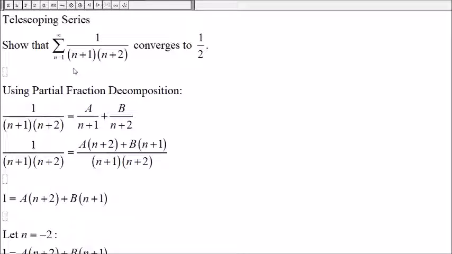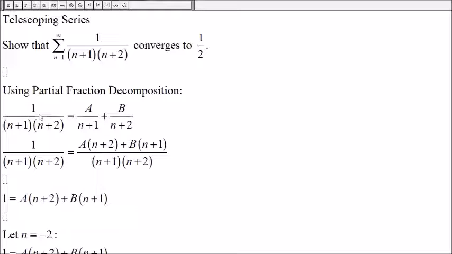Here we have the infinite series of 1 divided by n plus 1 times n plus 2, and we want to show that this infinite series converges to 1/2, meaning it's equal to 1/2. And so first, what we're going to do is a partial fraction decomposition of the expression 1 divided by n plus 1 and n plus 2.